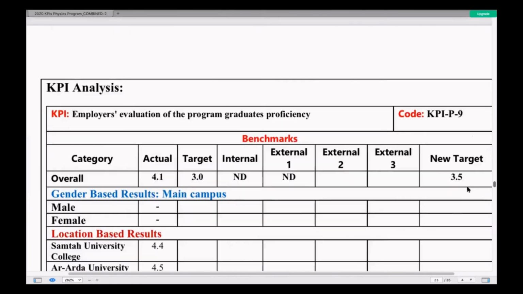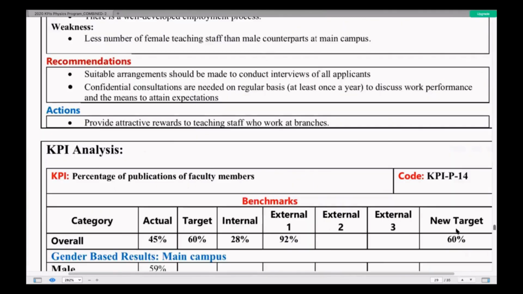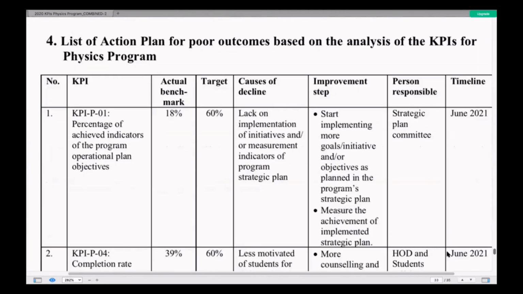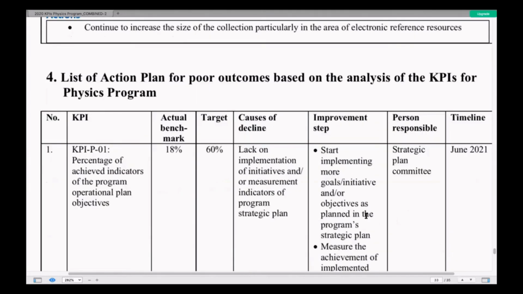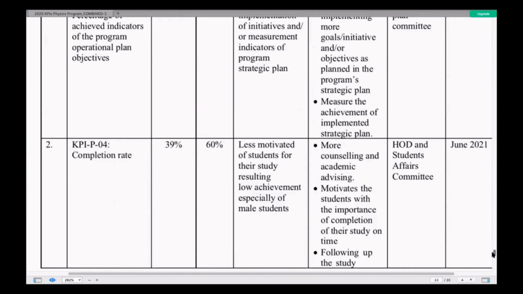That one we don't need to discuss one by one. Just go to the action plan here. The KPI number 1, for example, is very low, so this is a poor outcome, and we propose an action plan. The outcome is poor because of a lack of implementation of initiatives for the goal and the program. So we suggest, to improve this KPI, to start to implement more goal initiatives and measure the achievement.